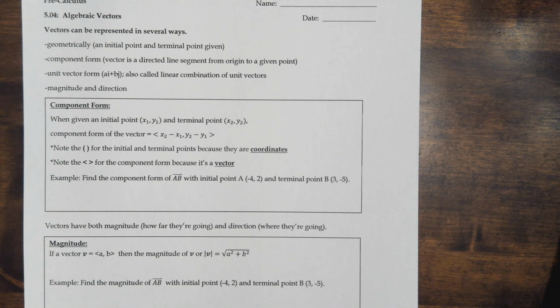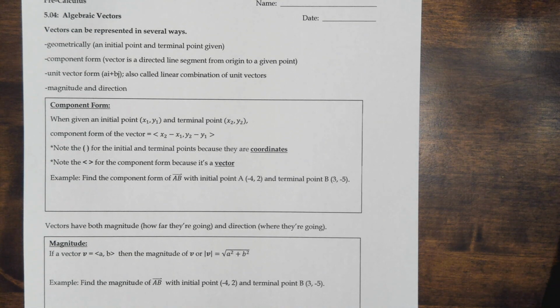Unit vector form is pretty much just taking our components and putting an i and j next to it. We also call that a linear combination of unit vectors. And then there's magnitude and direction. We're going to talk about some of these new ones today and show you how to find them algebraically.